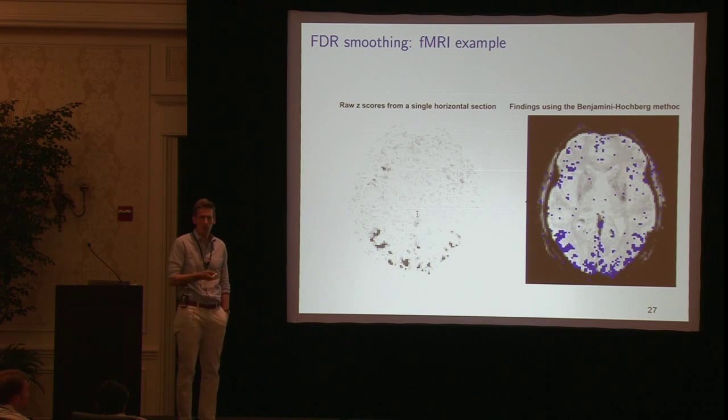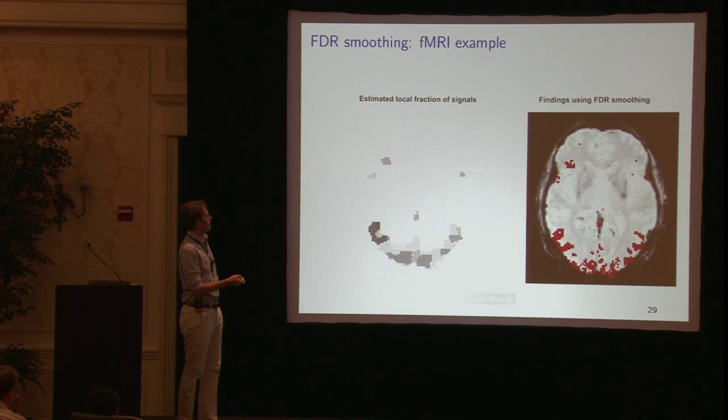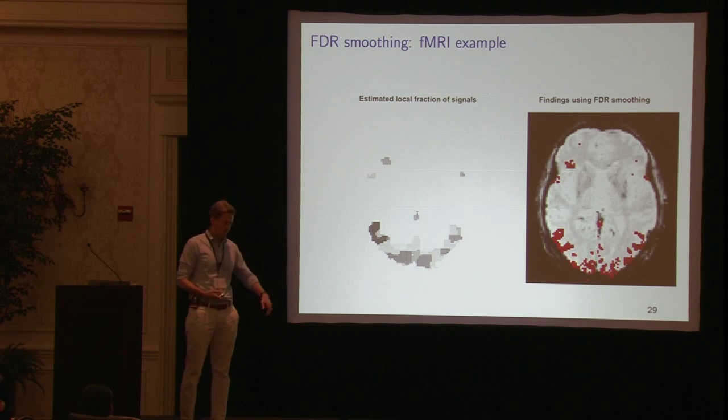You get all this corruption up here that's just not believable from a neurophysiological perspective. And then here's our method. So you clean up all the mess out here, but you discover more significant test statistics in the regions of interest. So it really does have exactly the performance that you would hope, namely spatial smoothing.